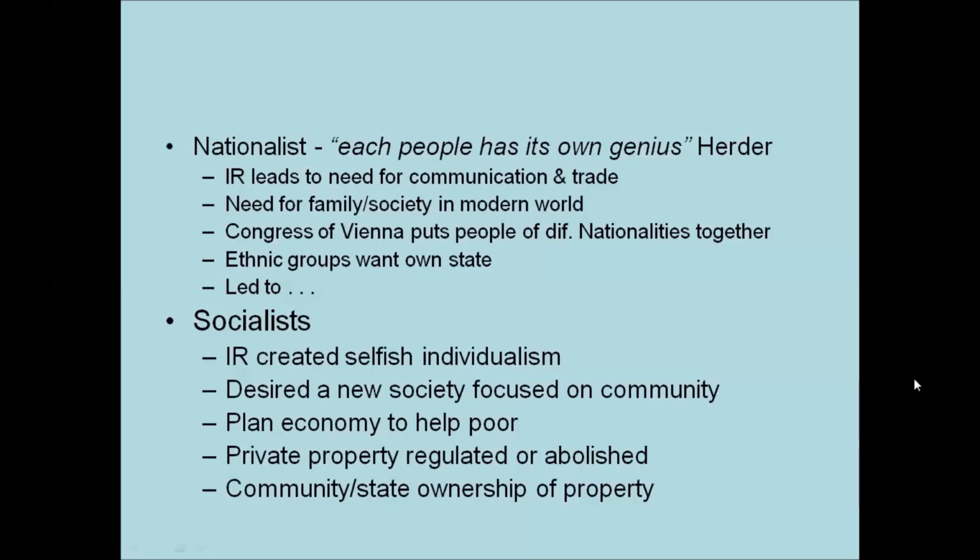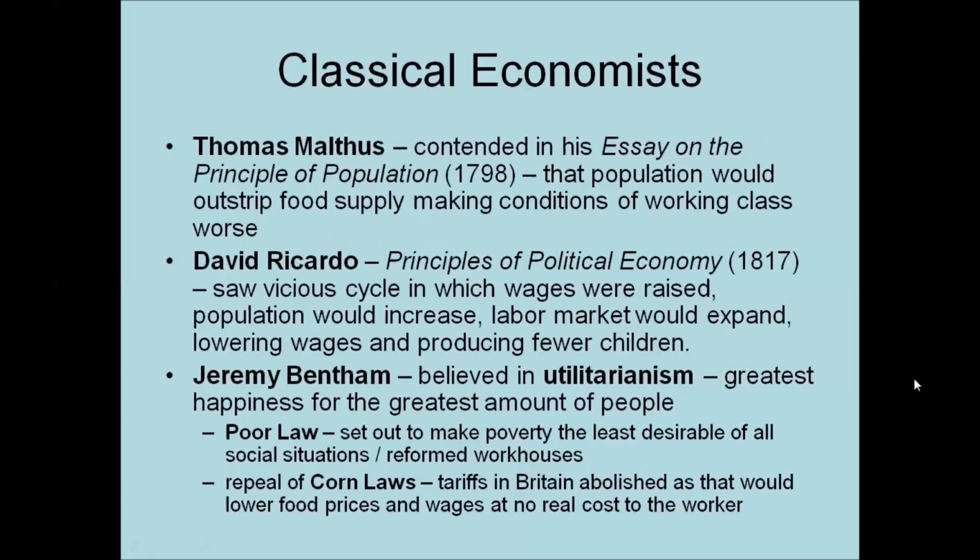They want private property. Some people want it to be regulated. That would be the more moderate socialists. Others would want it abolished, and that would be more of the Marxian socialists who feel like there needs to be violent revolution or community or state ownership of property. But again, socialists are trying to fix the ills of the Industrial Revolution and how society is kind of broken down because of it.